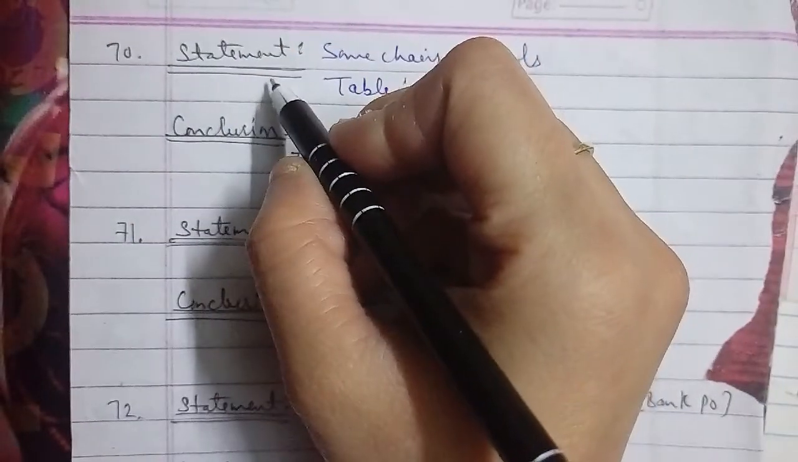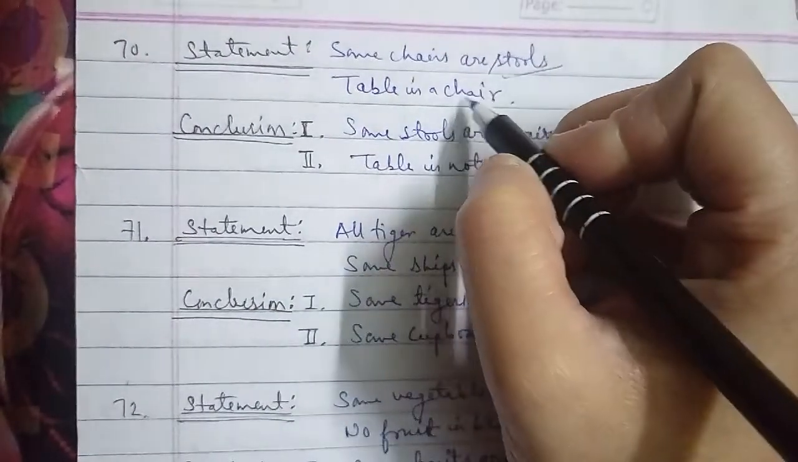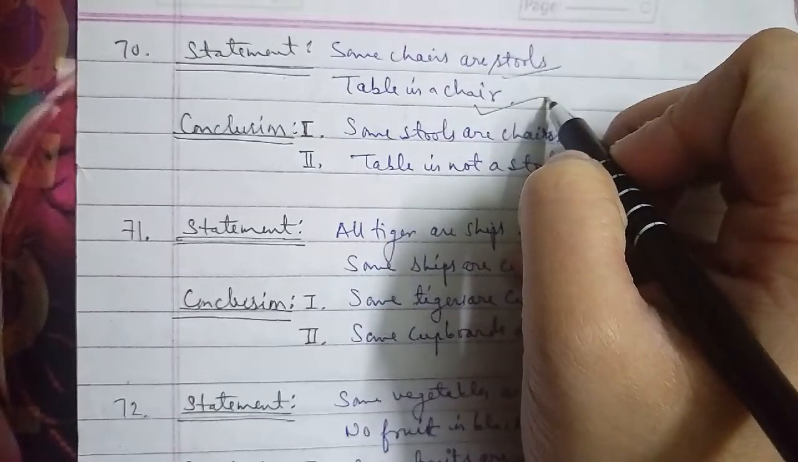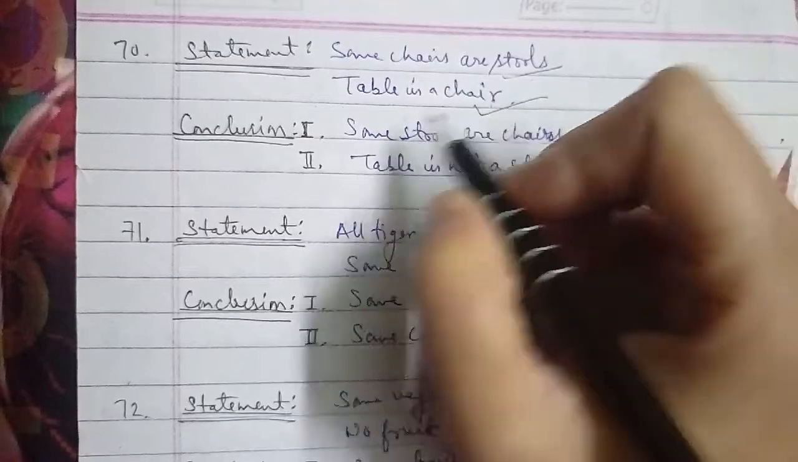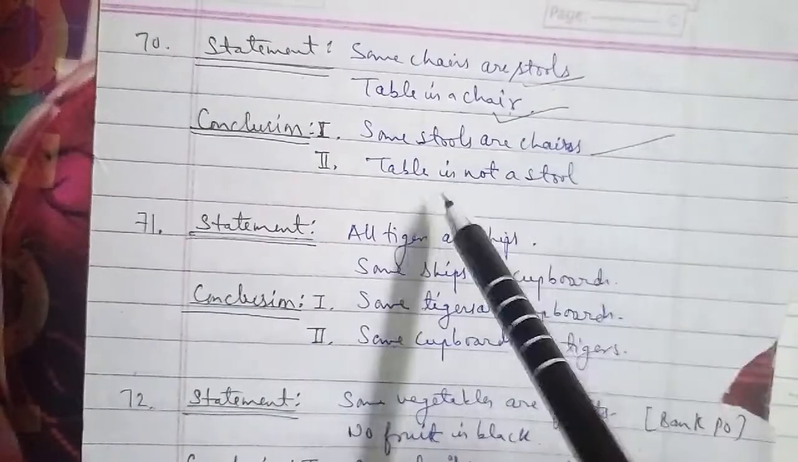So here we'll go with the 70th question of the session. The statement is: some chairs are stools and table is a chair. The conclusion they had given you is: some stools are chairs and table is not a stool.